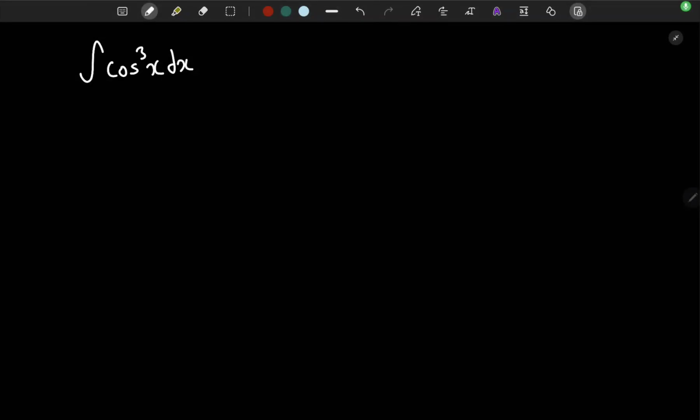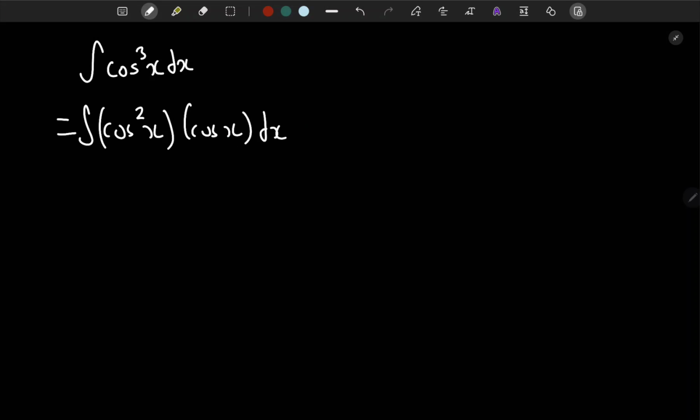So in this video we'll be learning how to integrate trigonometric functions, and let's start with this small example. We have the integral of cosine cubed x dx, and the first thing we need to do is divide it into two parts. So let's rewrite it as the integral of cosine squared x times cosine x dx.